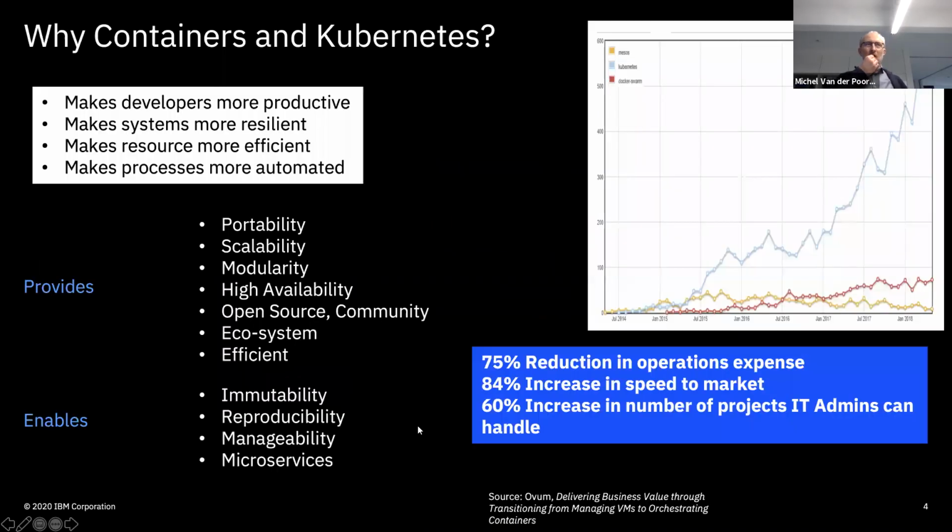Now, as already mentioned, and Manu did as well, we are especially looking at containers and Kubernetes. Of course, there is VMware, and VMware will be there for quite a while. But I think that going forward, containers and Kubernetes are really the de facto standard to work with. Why? Because we see that it gives a number of important advantages: developer productivity, resilience, efficiency, and more automation.